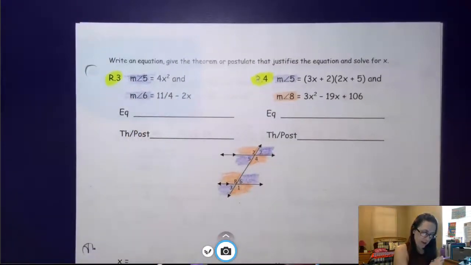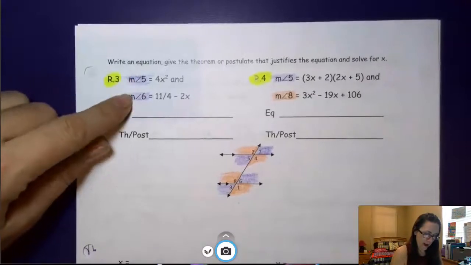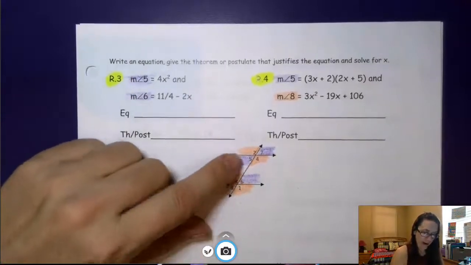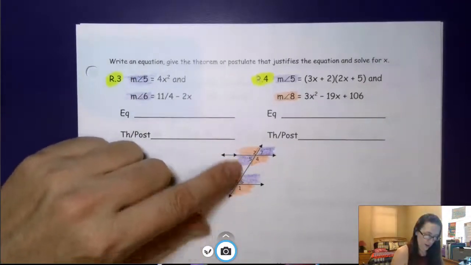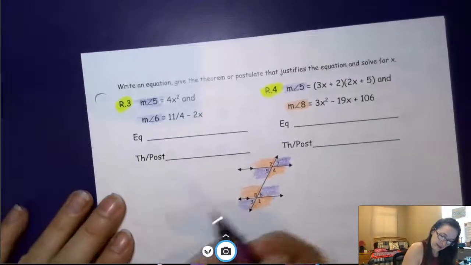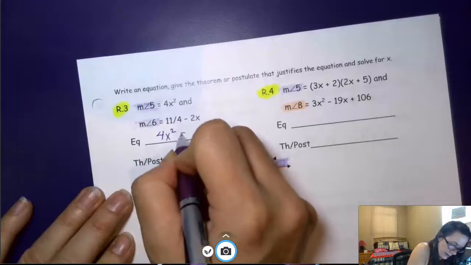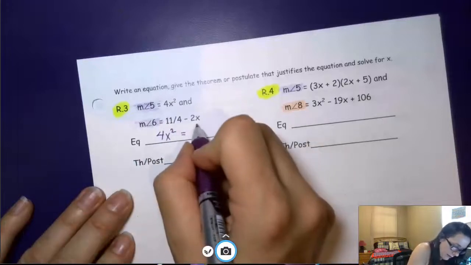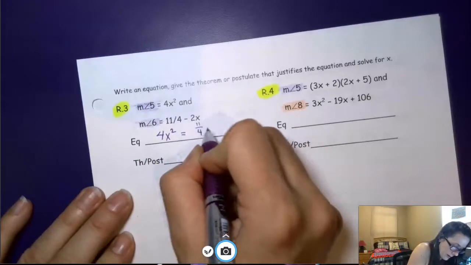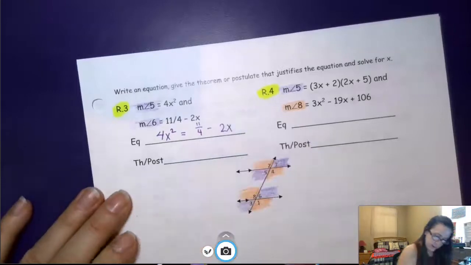So I've got to write an equation. They gave me 5 and 6 here. I know 5 and 6 have to be equal. They are both acute angles. So I'm going to set these equal to each other for my equation. 4x squared equals 11/4 minus 2x.